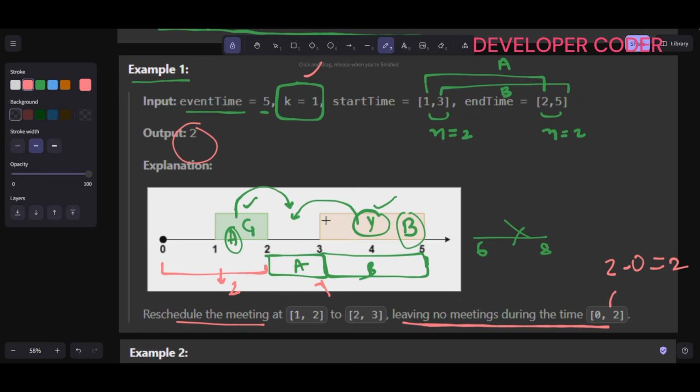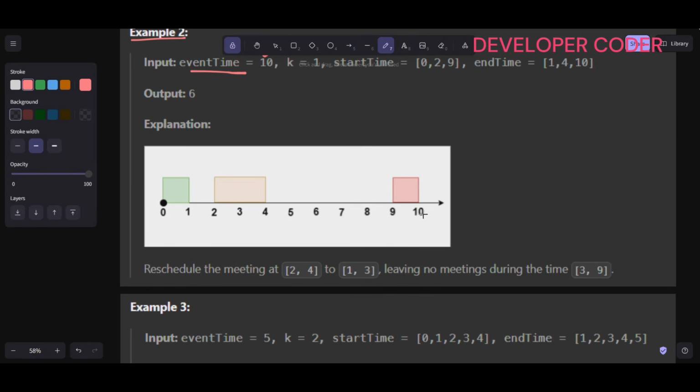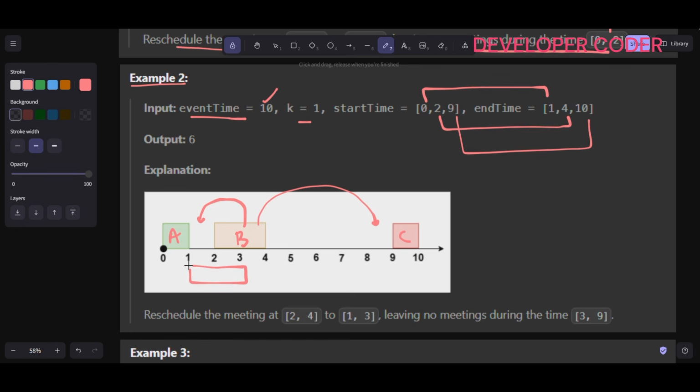Clear? Now see this example number 2, event time 10, so that simply means 0 to 10, k is equal to 1, at most 1. Start time 0 to 1, let's say meeting A, 2 to 4 meeting B, 9 to 10, let's say meeting C. So at most 1, and this meeting A is also at the extreme, and this 9 to 10 is also at the extreme, so it's my choice, I can place this here or I can place this here. So let's say I place this 2 to 4 here at 1 to 3. I have to keep the duration the same, so 2 to 4, the duration is 2, right?